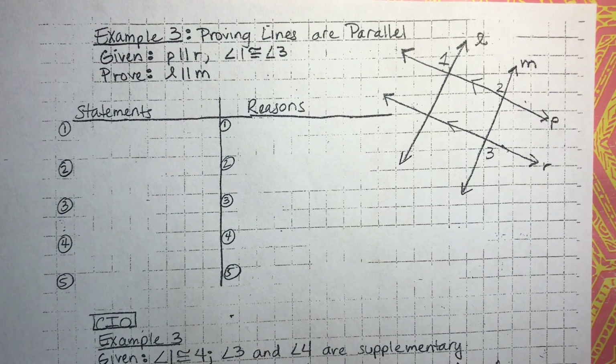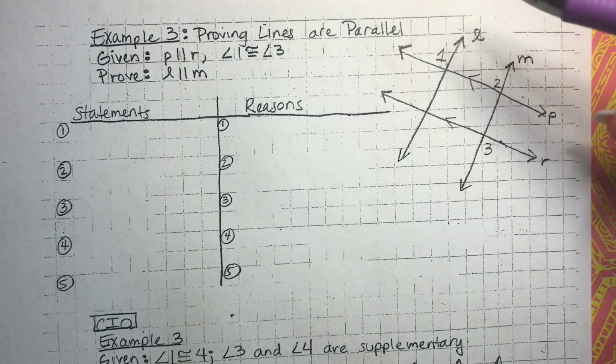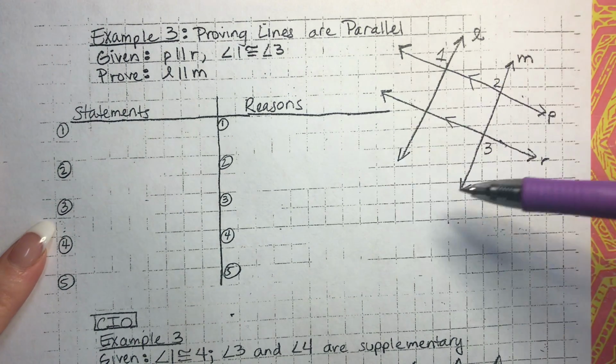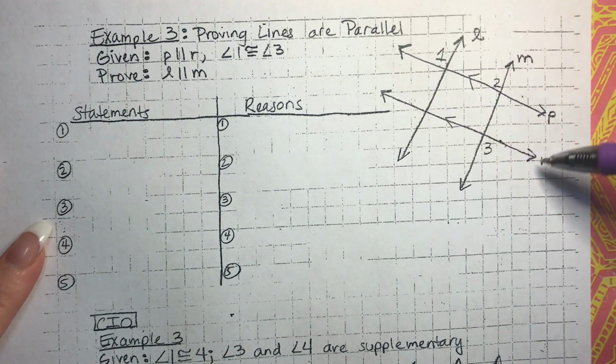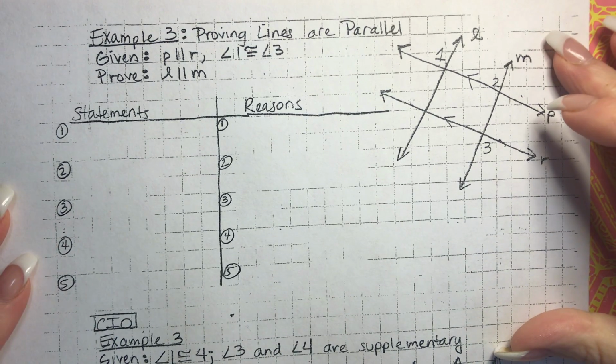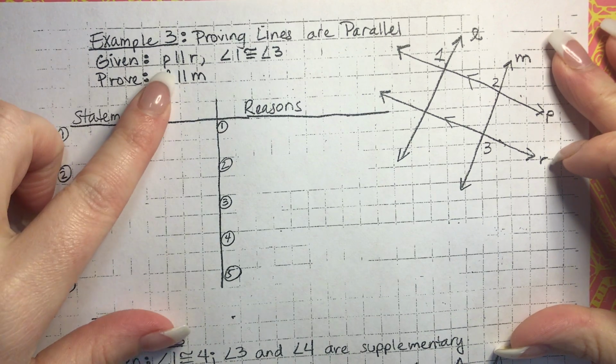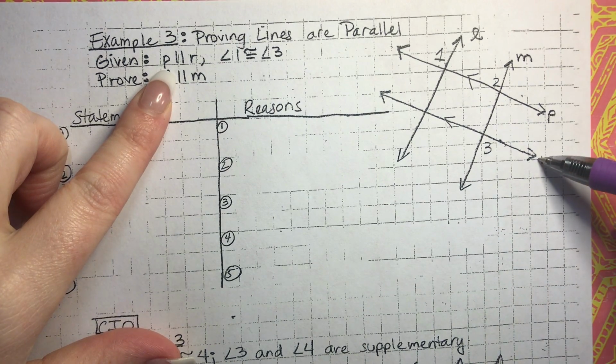All right, we're back with example 3. We're going to be proving lines are parallel. So we're starting to deal with pictures that are just a little bit more complicated, but we're going to apply all the things that we have learned, so we can totally do this. So we're given that P is parallel to R.